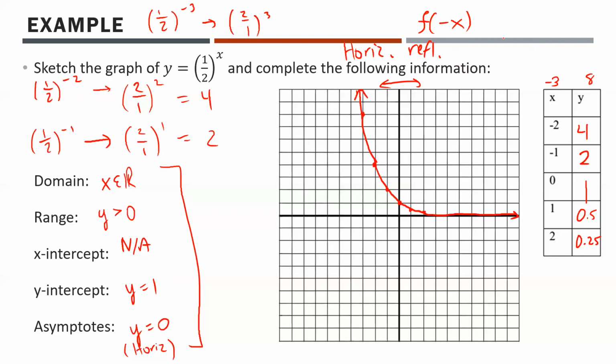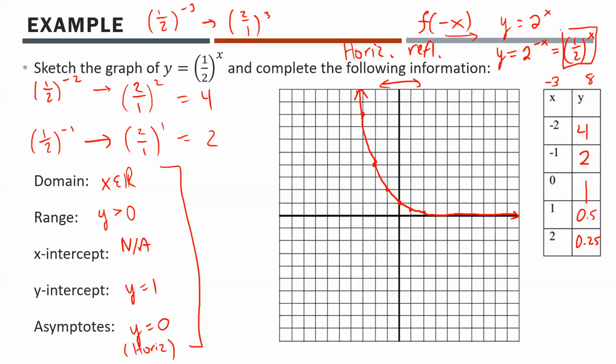Okay? Bear with me on this one. Imagine if we took, let's say, an original function of y is equal to 2 to the power of x. And if I changed it using this function notation, I could change it to y is equal to 2 to the power of negative x. But by the definition of a negative exponent, that would be like taking the reciprocal of the base, 1 over 2, to the positive exponent. Well, look at that.